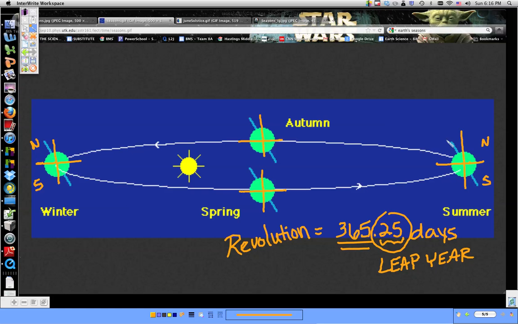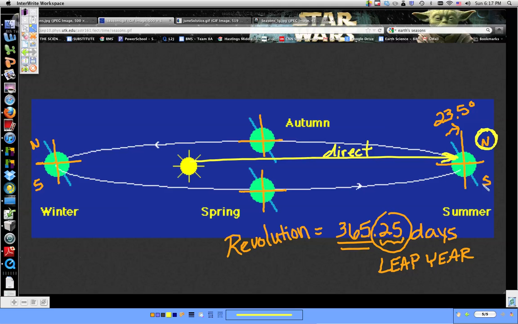Okay, this blue line represents the tilt. So if I draw an arrow here, how many degrees is the tilt? 23.5 degrees. And notice that blue line is tilted. They're all parallel to each other as it travels around the sun. When it is tilted towards the sun, that means that that part of the Earth is getting direct sunlight. Direct sunlight. Therefore, in the northern hemisphere, it is summer for us.